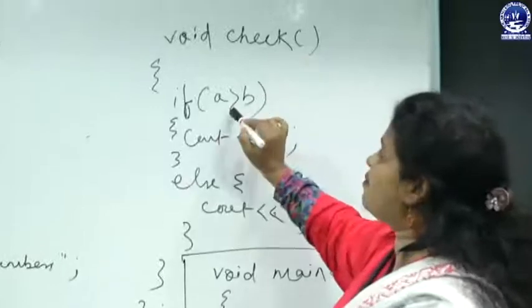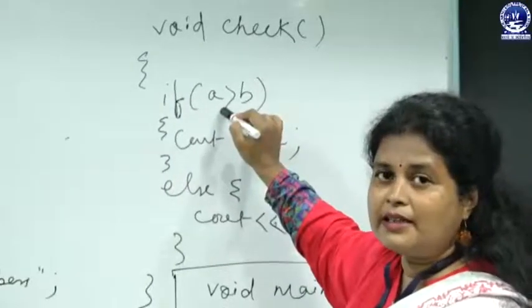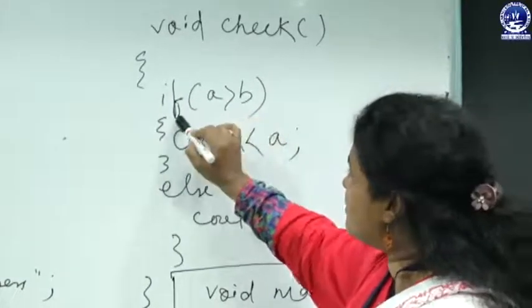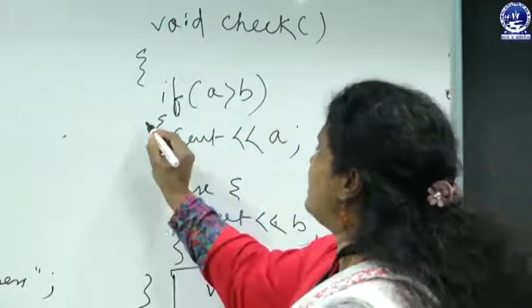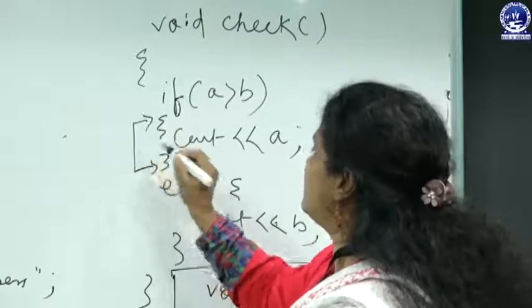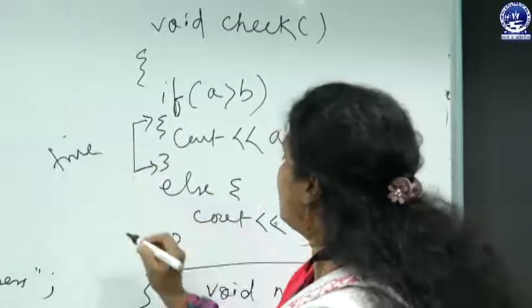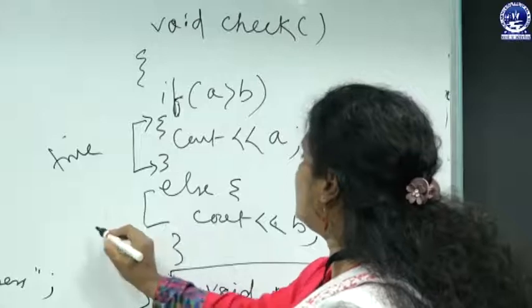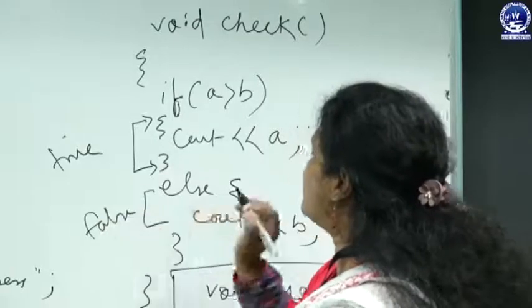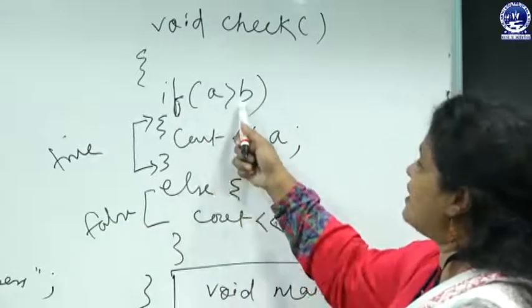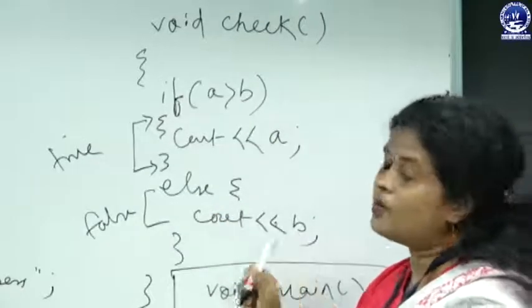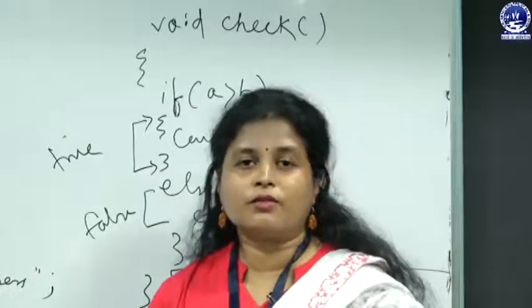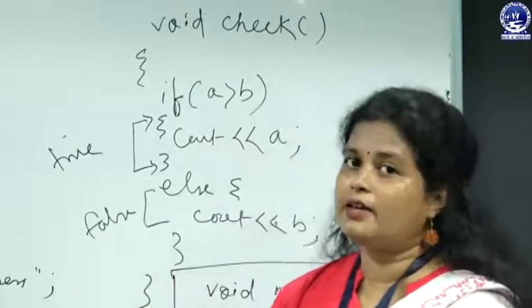Then void check. Inside the void check I have used the greater than relational operator, comparison operator. If a is greater than b, this is the then part. Okay. This part is the then part, it means that it is the true part, and this is the else part, which means that it is the false part. If a is greater than b, then cout a, else cout b. What was the question? The question is input two numbers and find out the greater one.